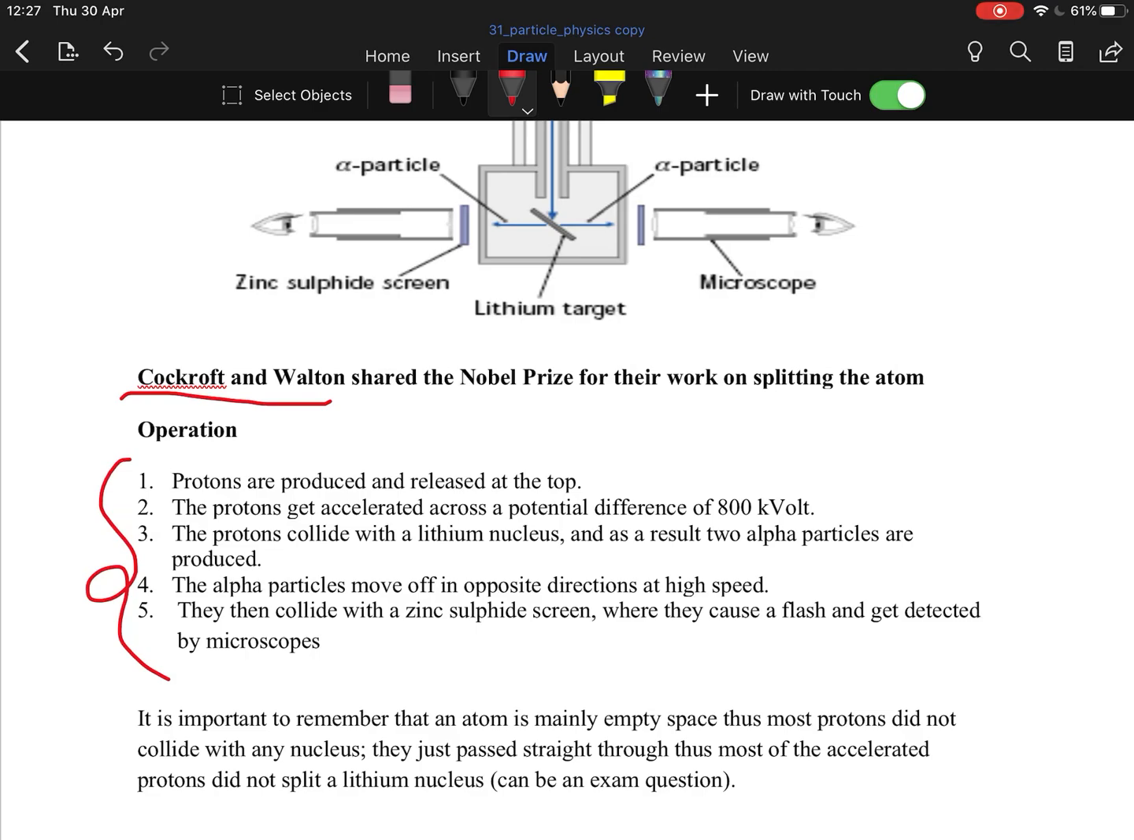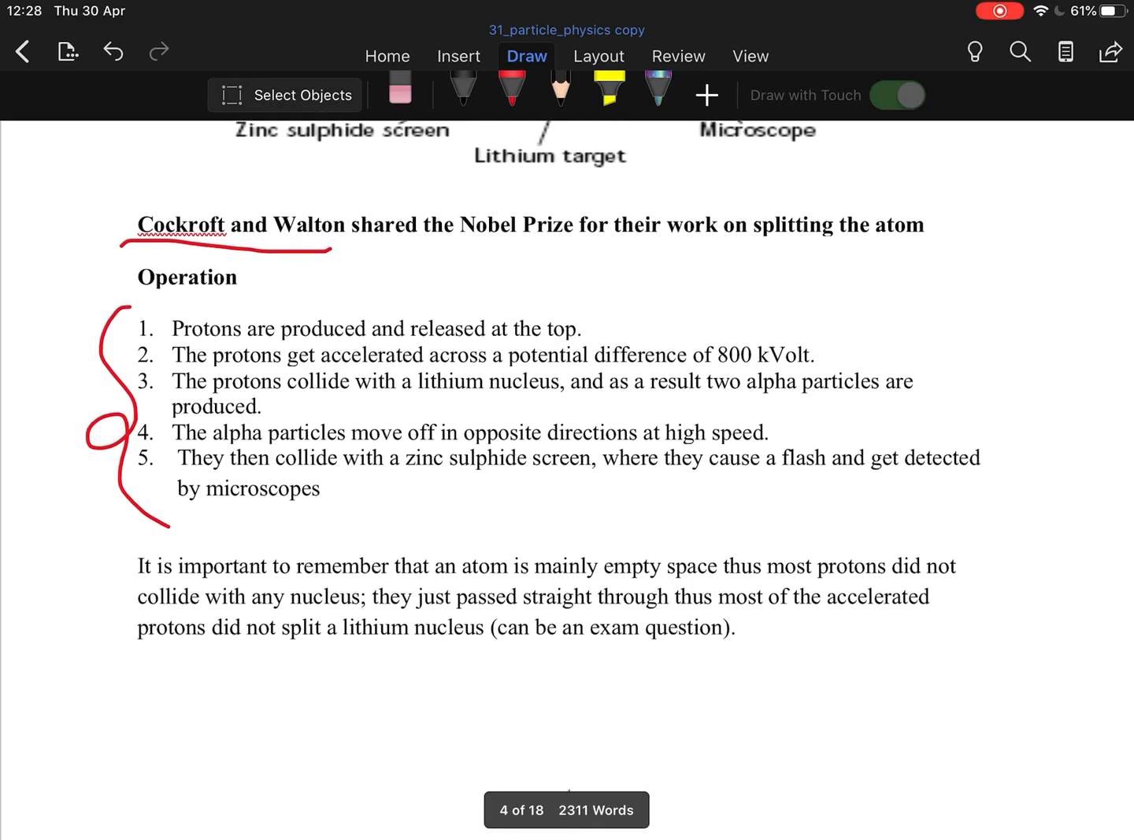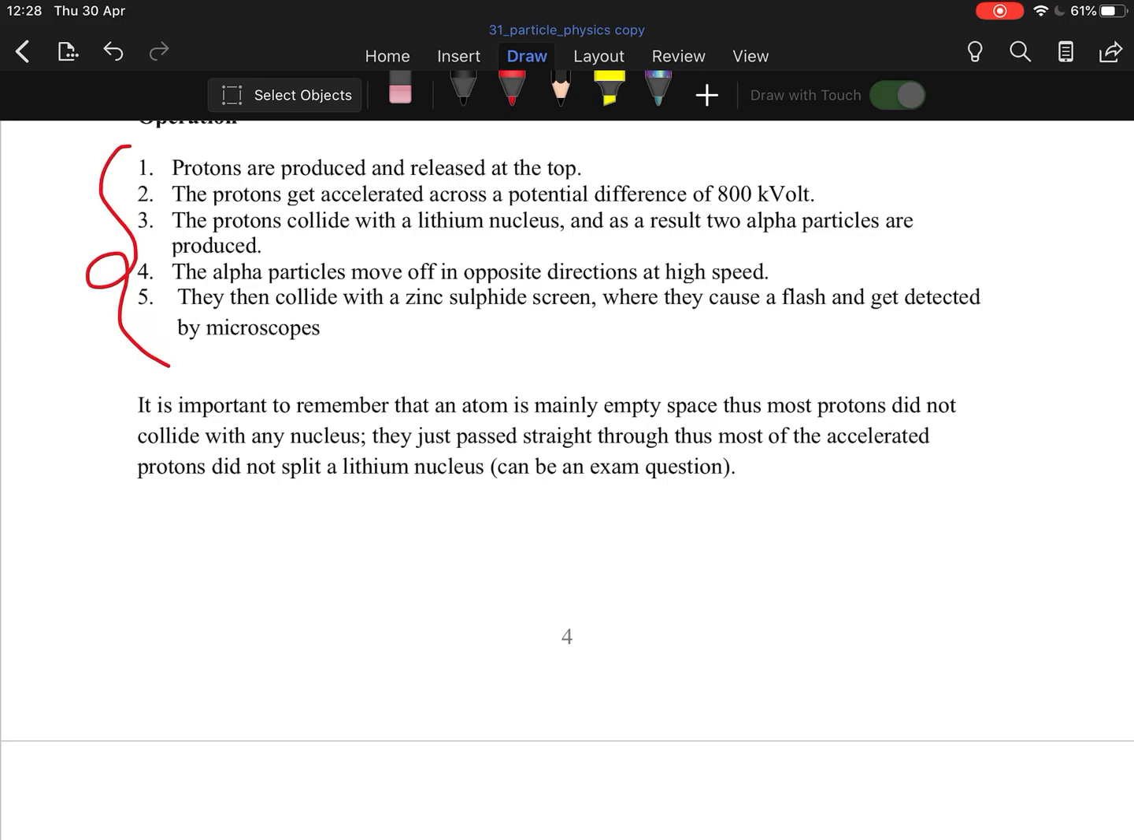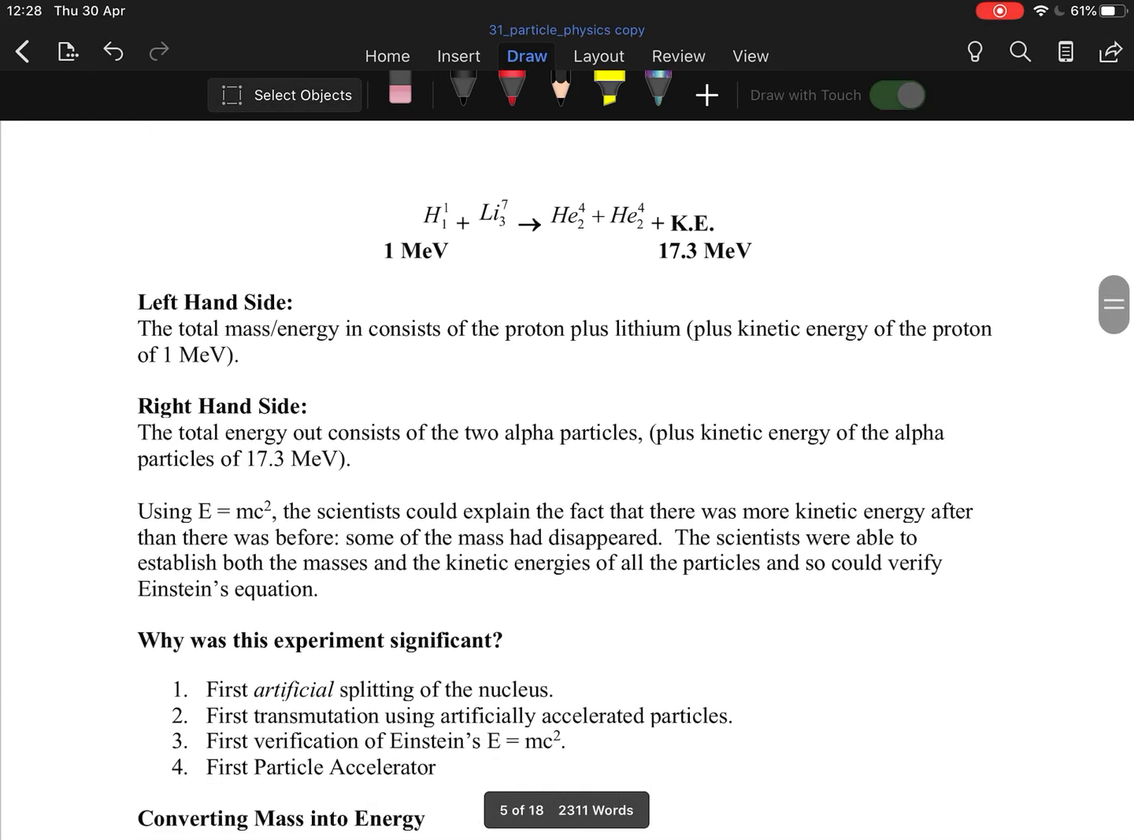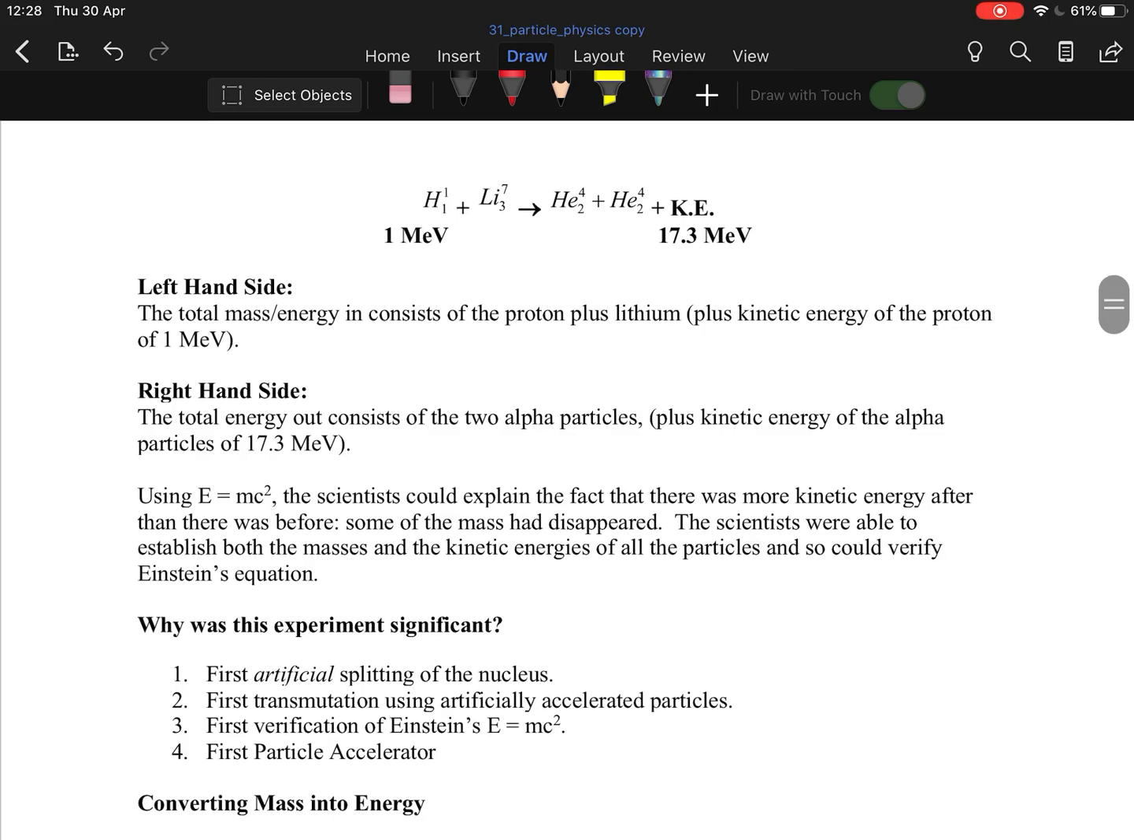So basically this was a big revolution, because when they saw the dots appear, they both appeared at the same time in opposite directions. In other words, going off, splitting. It is important to remember that it's mostly empty space. This is key, I think this was asked before. Most did not collide with the nucleus. The majority just went straight through the lithium, which reinforced the idea that atoms are mostly empty space.